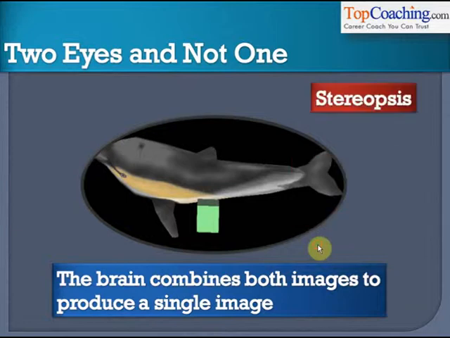This ability of the brain to combine 2 images into 1 image is called stereopsis. Understood? Stereopsis is the ability of the brain to combine the left eye's image and the right eye's image so that we see one complete image, which gives us a better perception of reality. So you must remember this term, stereopsis. There you go.